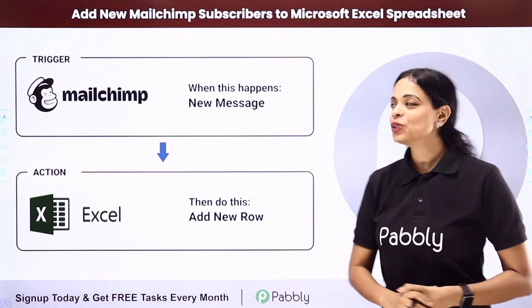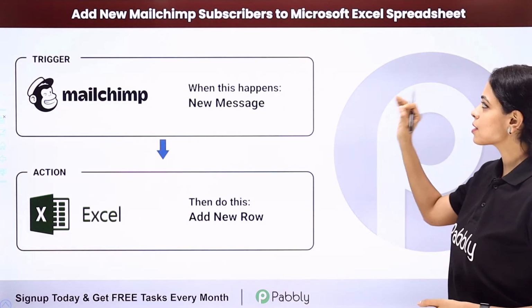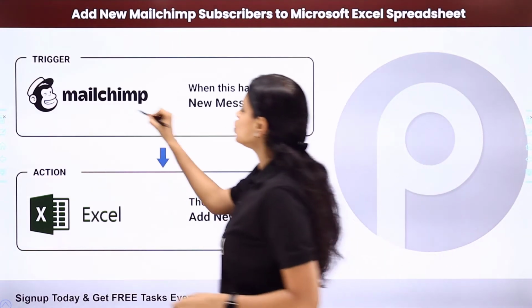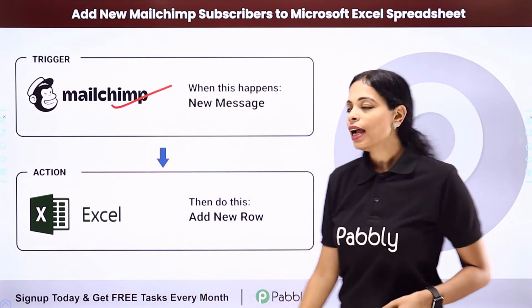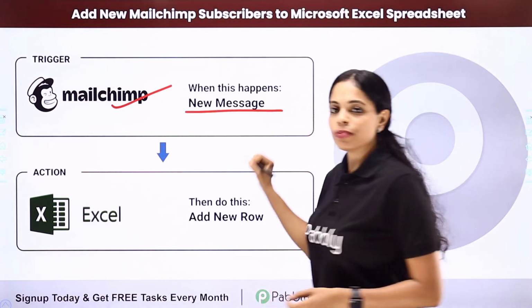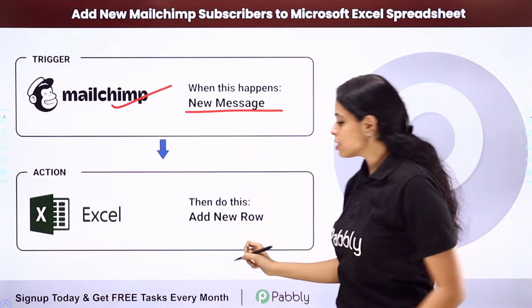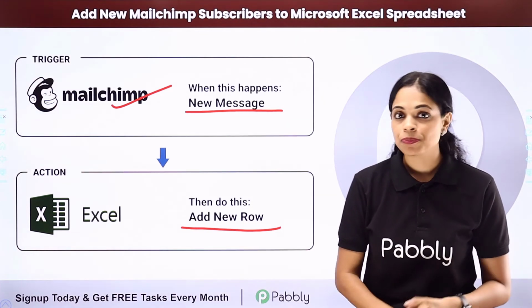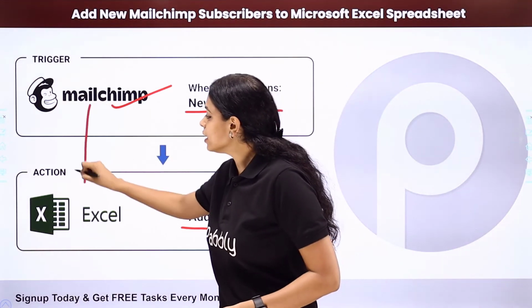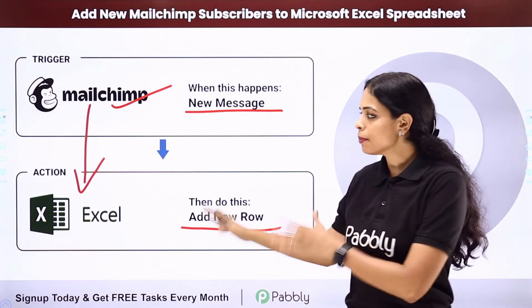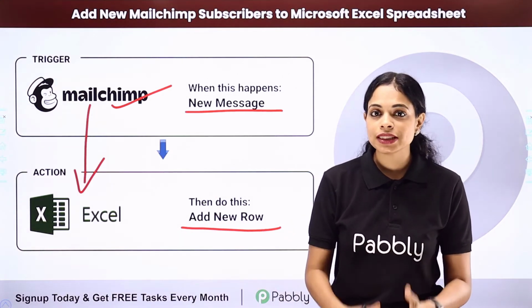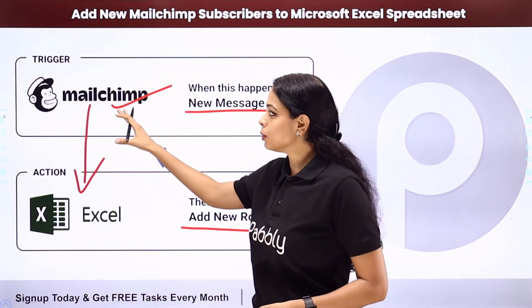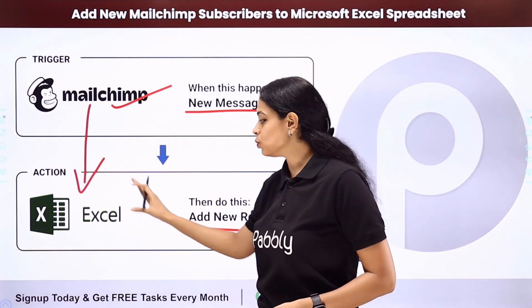In this video, we are going to see how to add new Mailchimp subscribers to a Microsoft Excel spreadsheet. So let's say you're using Mailchimp as an email marketing platform, and every time you receive a new message, you want to send this message to our Excel spreadsheet and have it added as a new row there. Now you can do this by integrating these two applications, and the same can be automated with the help of Pabbly Connect. Here your trigger application would be Mailchimp and your action application would be Excel.